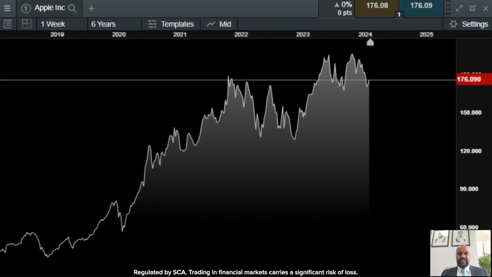Let's look at how a line chart would look. This is basically a line chart. This is for the stock Apple. We see the price at this point in time has closed at 176. We are looking at a weekly time frame.